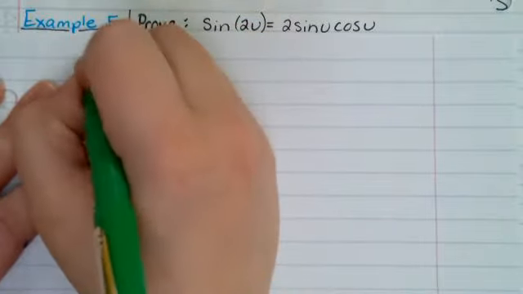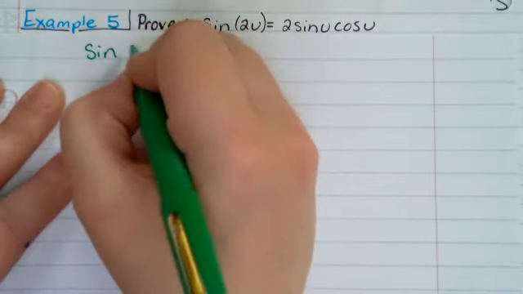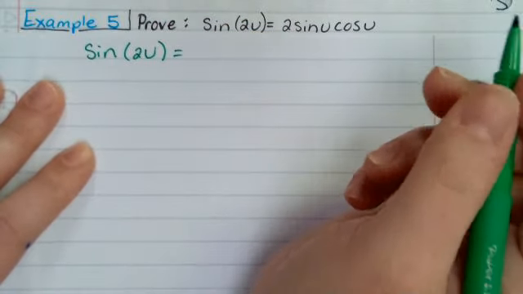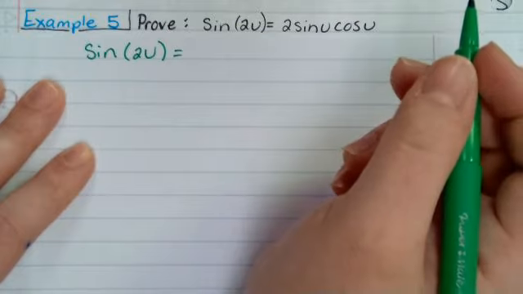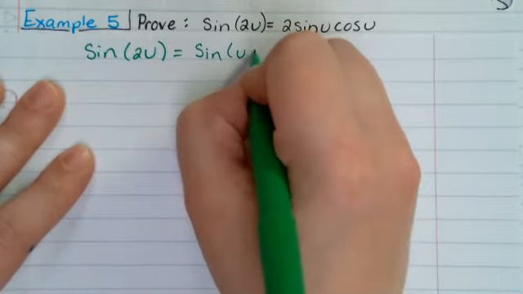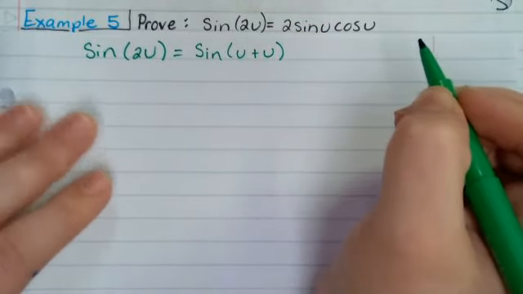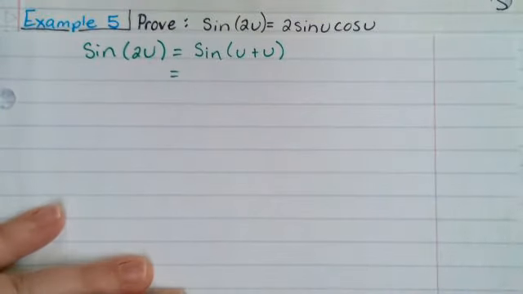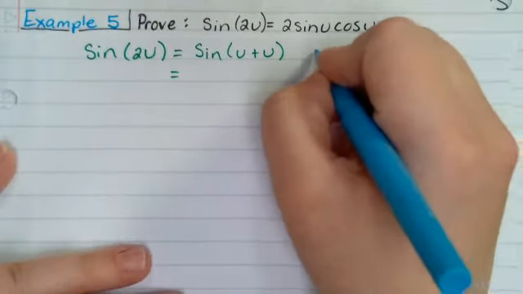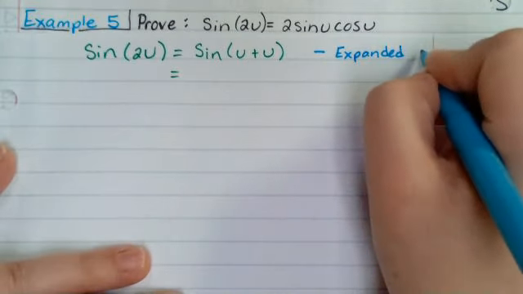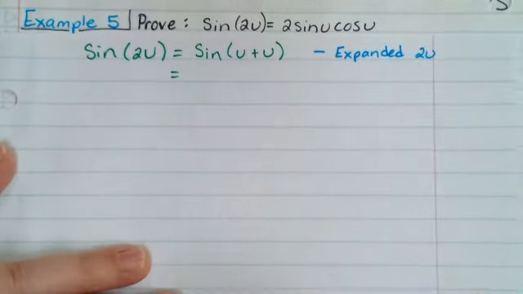I'm going to start with the left side and say, okay, if I've been given sine of 2u, what can I do with that? Well, I know, like I said a moment ago, that this is technically the same thing as u plus u. So that's just expanding. And if I wanted to give a little property or whatever I did to justify why I wrote what I wrote, we just expanded. It's like a notation thing. So we expanded the 2u.